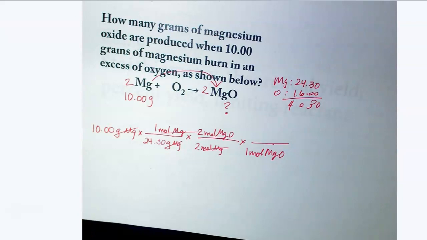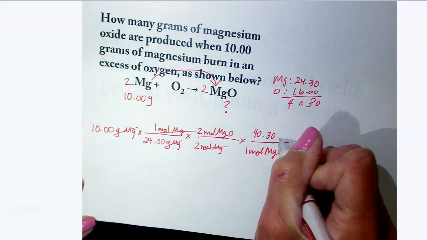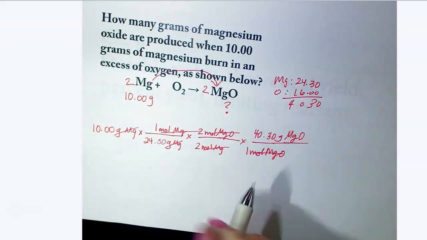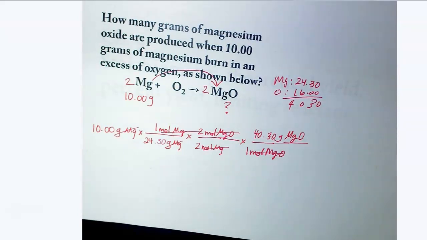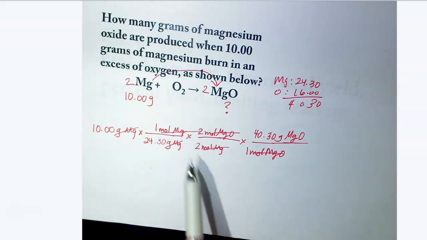Let's make sure I did that right. Plus 16, 40.30. I think I might go home and balance my checkbook. Okay. We have 4 sig figs to begin, so we're going to end with 4 sig figs. When my mole ratio equals 1, do I even really have to put that in my calculator? These two cancel each other out, don't they?